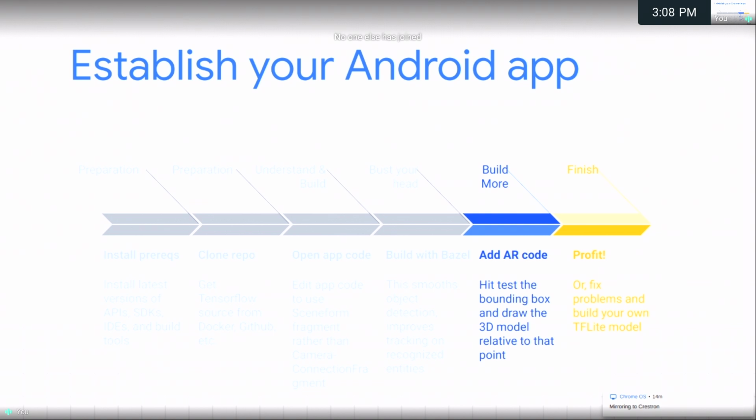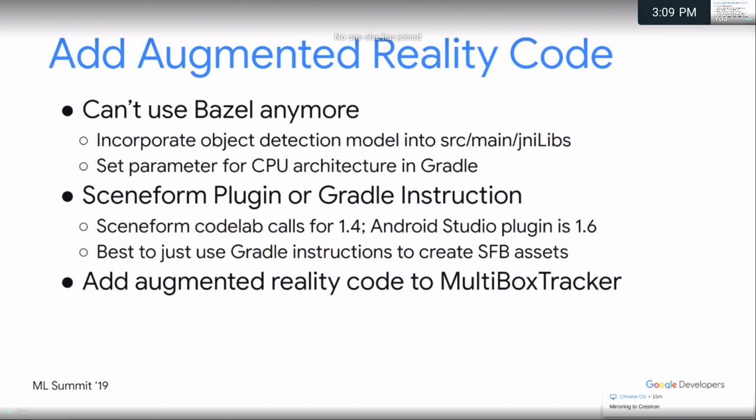Now I will tell you that for the augmented reality code, we're going to finally use the output from the bounding boxes that are detected by the object detection model. So, unfortunately, we can't use Bazel anymore. We used Bazel to build the one binary that actually does the object tracking, but now we've got to incorporate that binary back into your Android JNI libs folder.